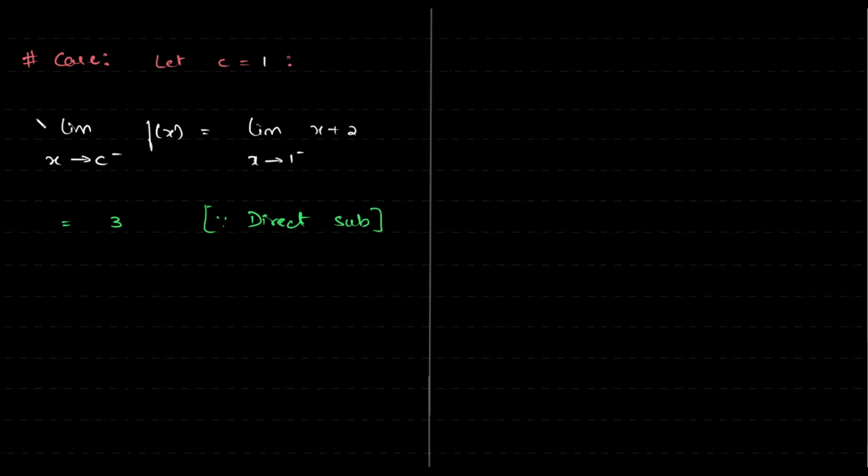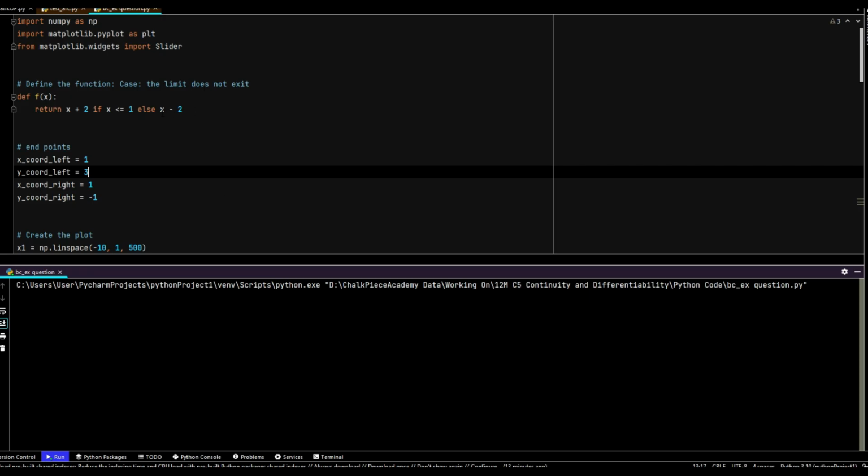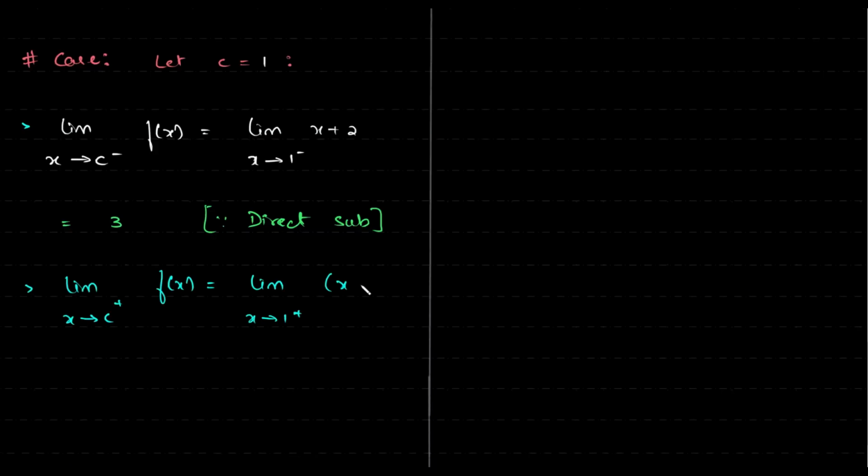Now we will approach it from the other end. What is the behavior from the right of 1? This particular line is given by x minus 2. All I have to do is substitute it over here and we have this equal to minus 1.